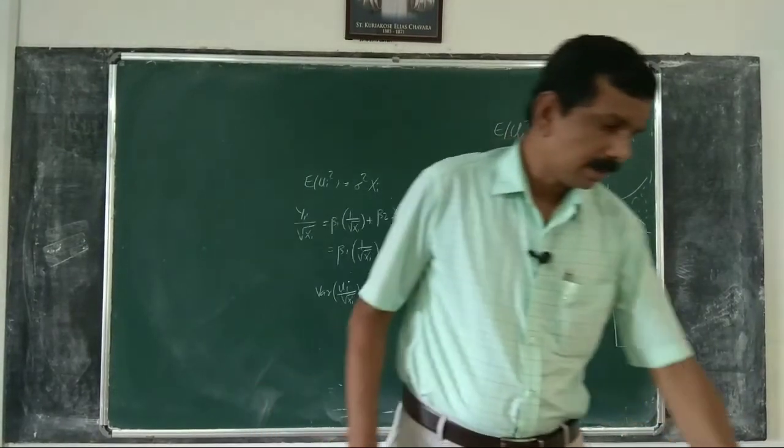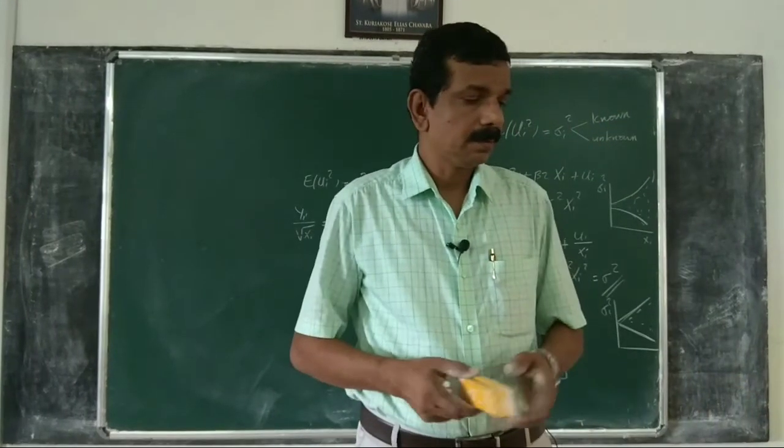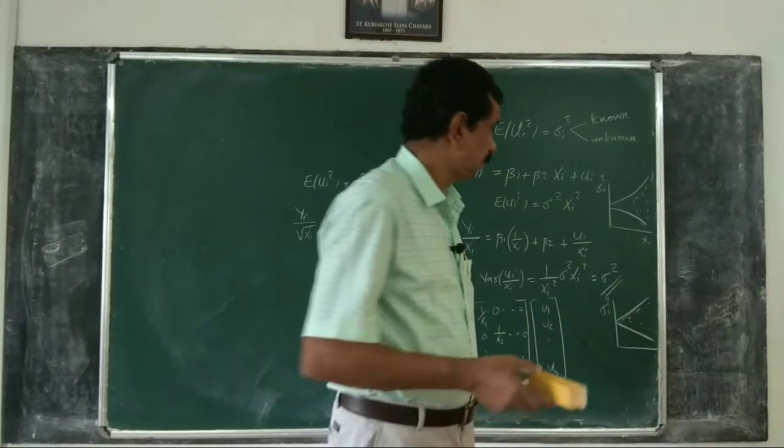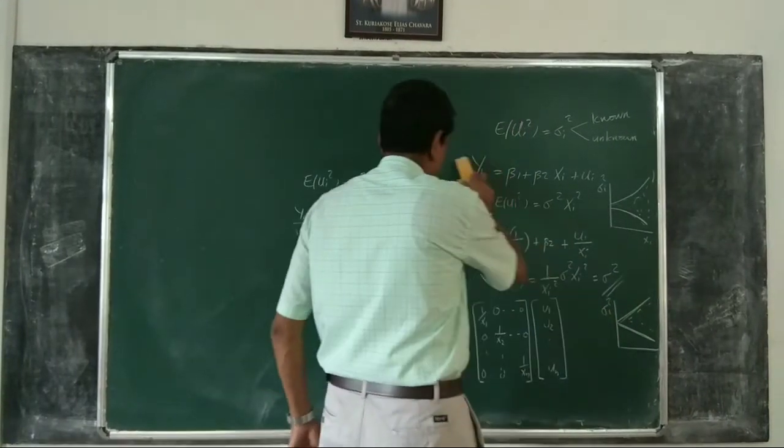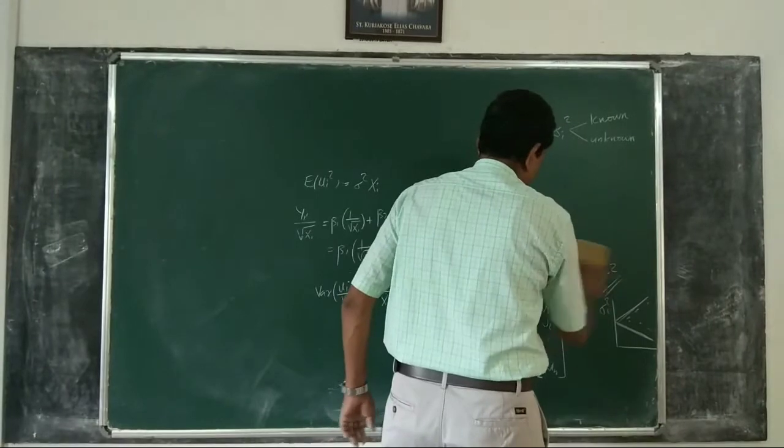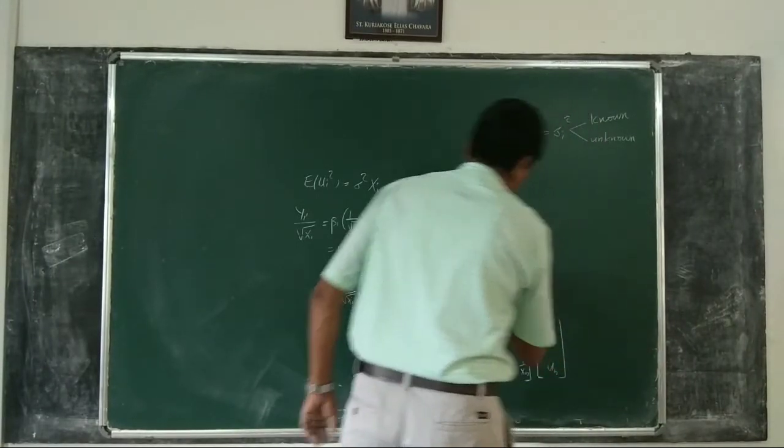Now we assume that error variance is proportional to the square of the mean value of y. Error variance is proportional to the square of the mean of y.